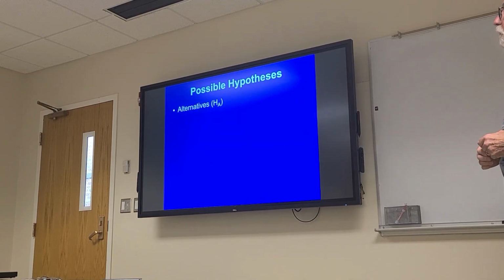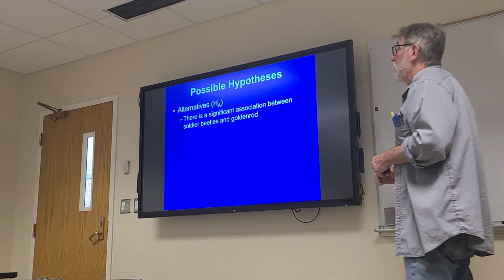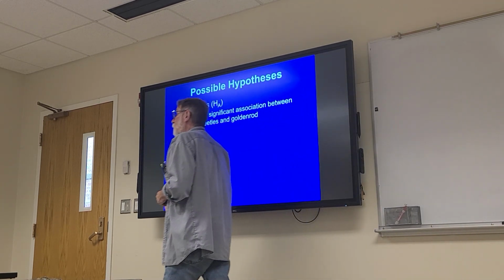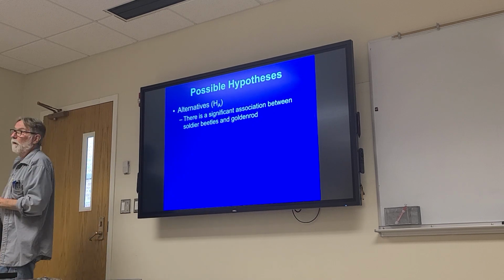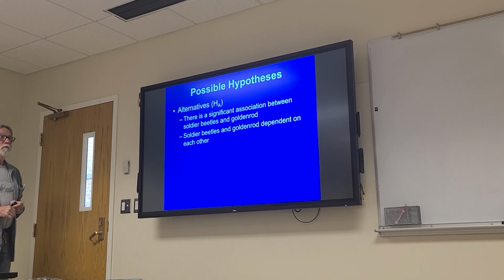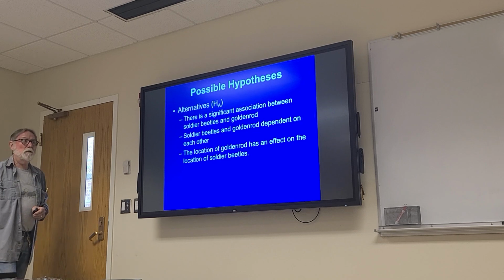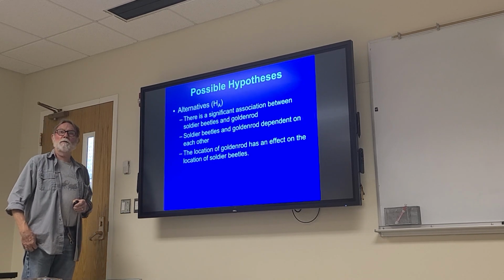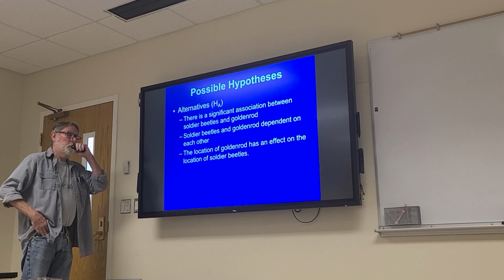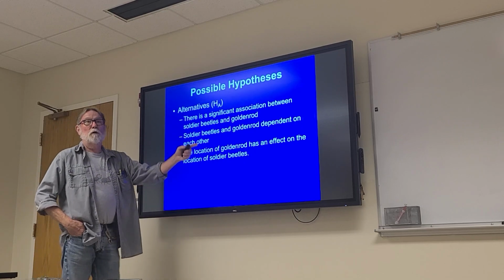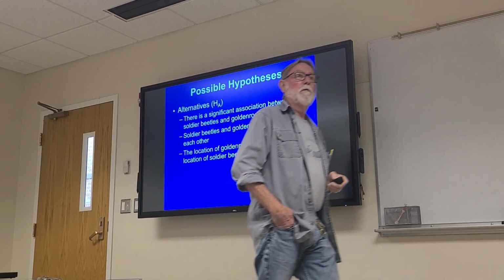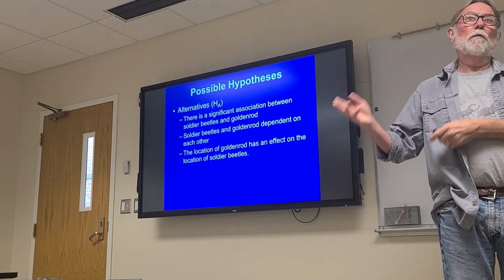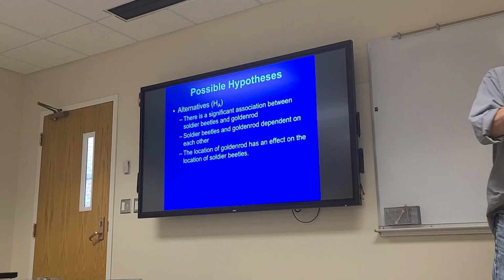My alternative hypothesis would be this then. There is a significant association between soldier beetles and goldenrod. Soldier beetles and goldenrod are dependent on each other. We see them, there's some sort of relationship between them. And then finally, the location of goldenrod has an effect on the location of soldier beetles. Making this sort of conclusion because it's hard to imagine the plants getting up and moving to the soldier beetles. It's probably the soldier beetles moving to the plants.